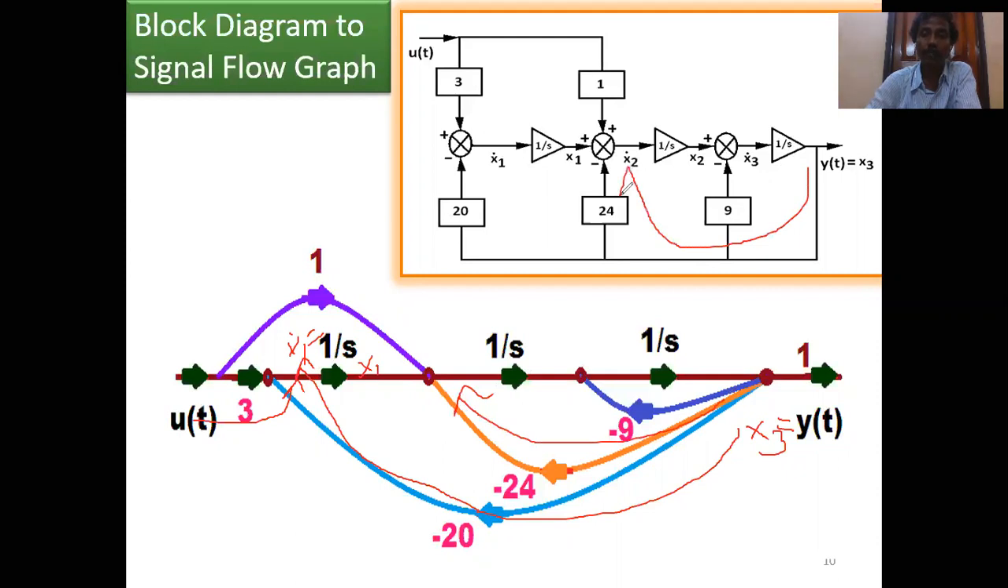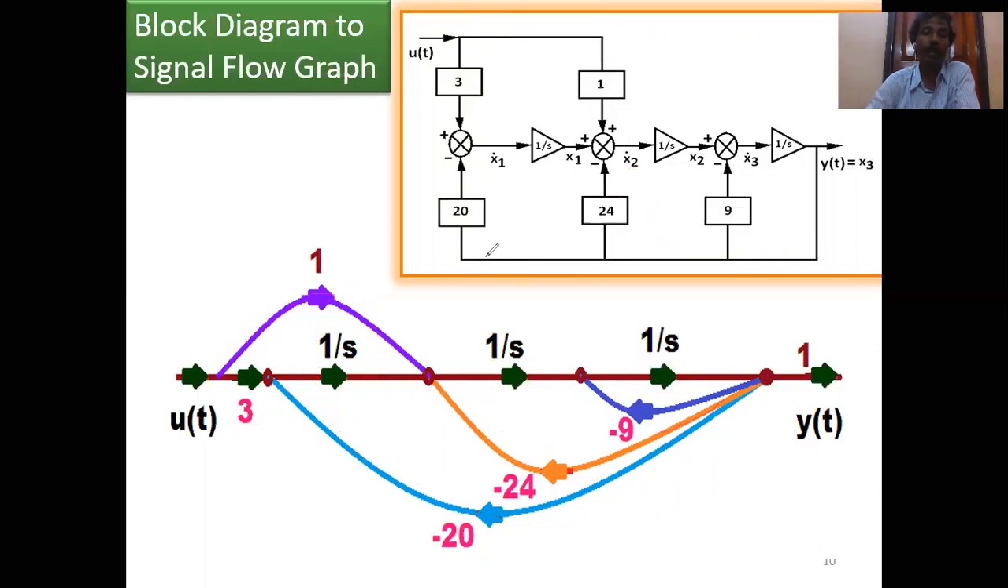Similarly, this is the minus 24 path, minus 24 into x3, and this is the minus 9 into x3. This is x1 dot, this is x2 dot, and x2 dot integrates to give x2. And this is x3 dot, which integrates to give x3. This is the x3 path and this is the path 1. This is the signal flow graph for this block diagram.